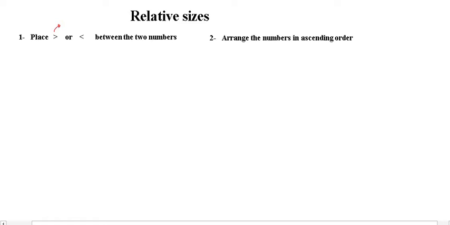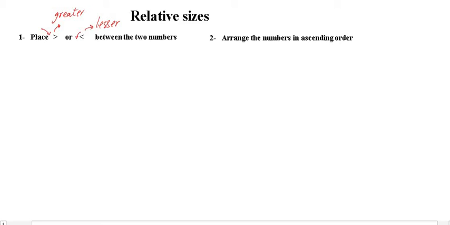So this means the greater, and this is lesser. With the mouth open, that side is the greater side. Where the mouth is closed, that side is called the lesser side.